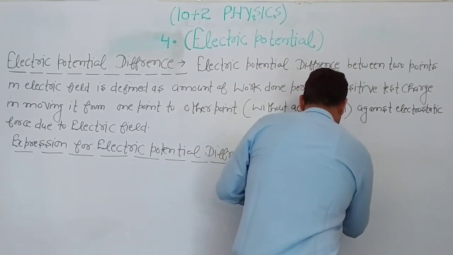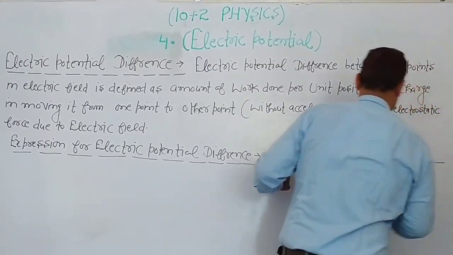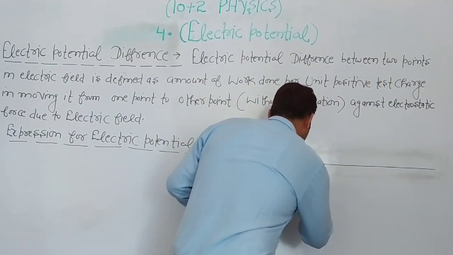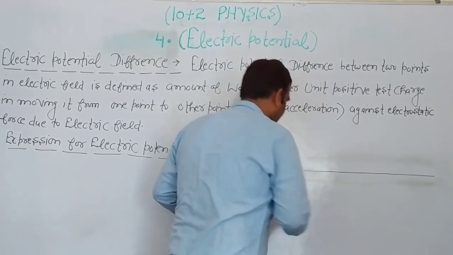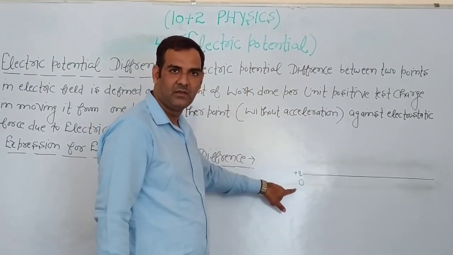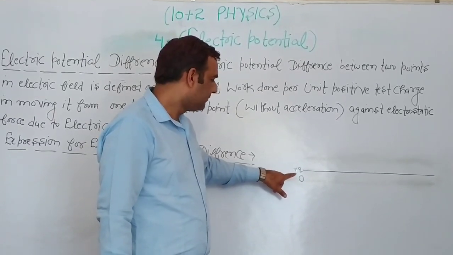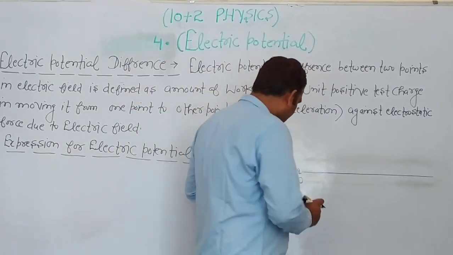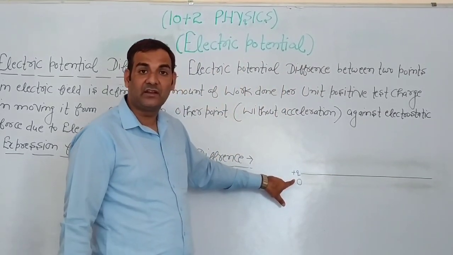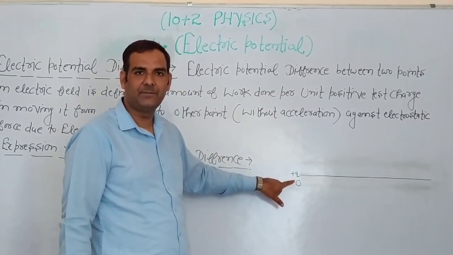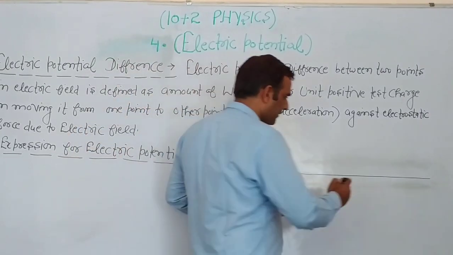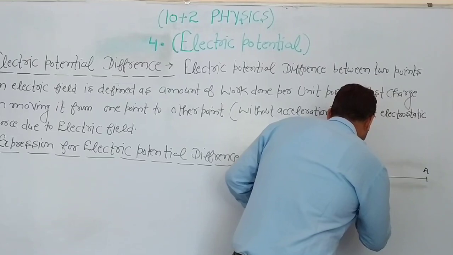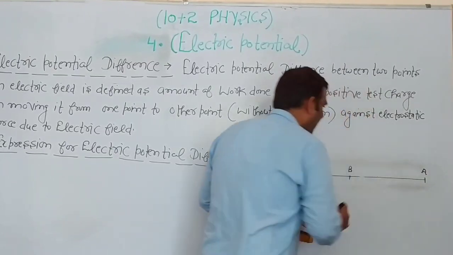Suppose that we have a point charge plus Q present at the point O. Now, this point charge will produce an electric field, and A and B are any 2 points.